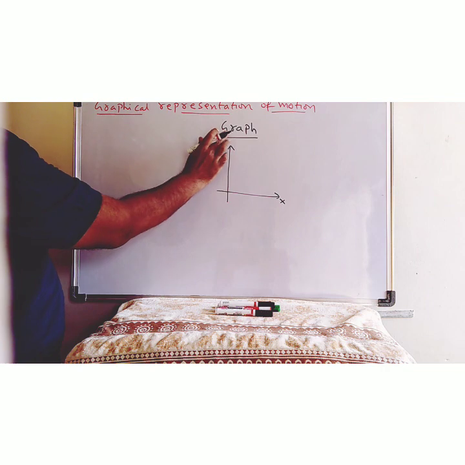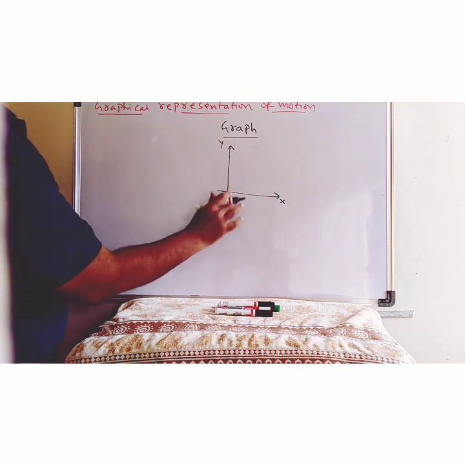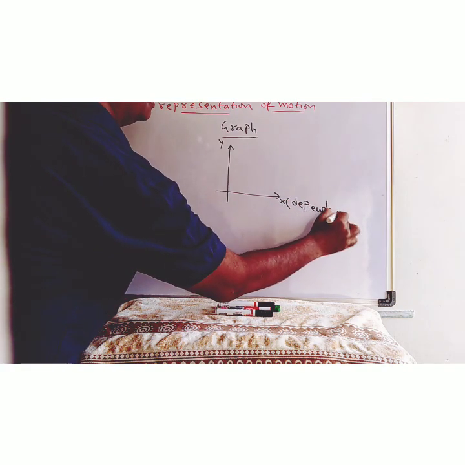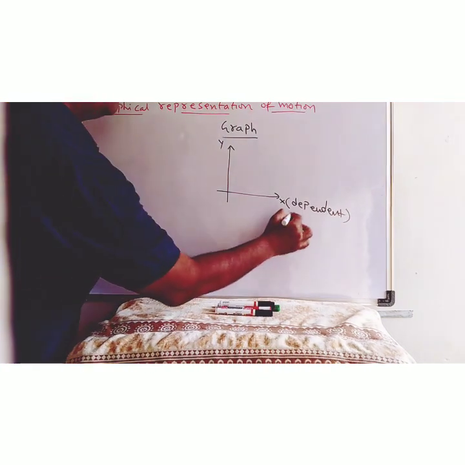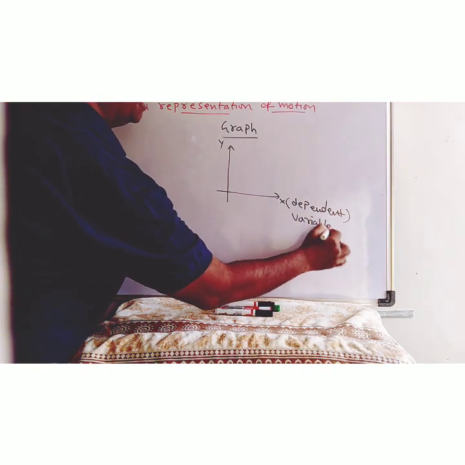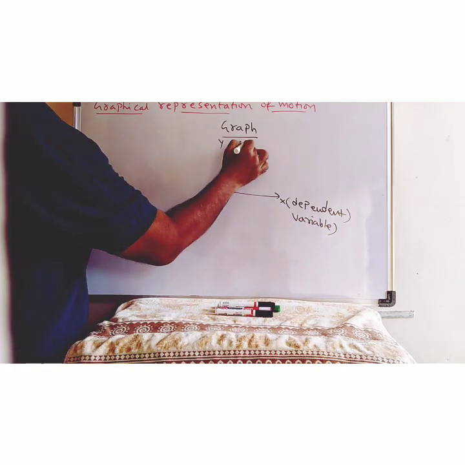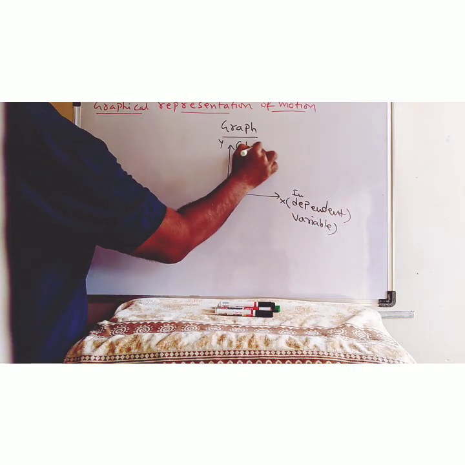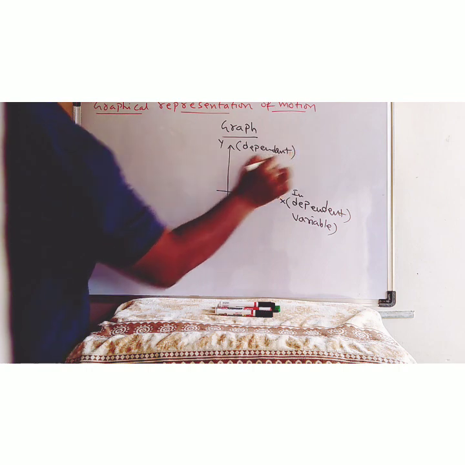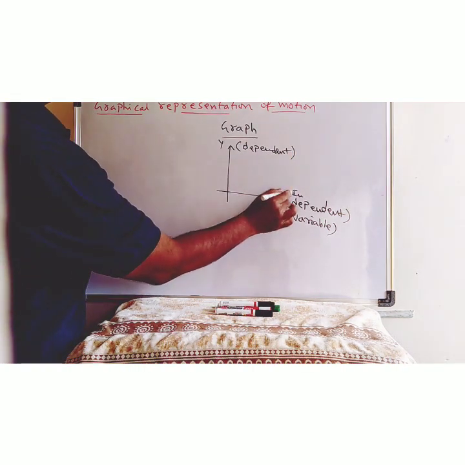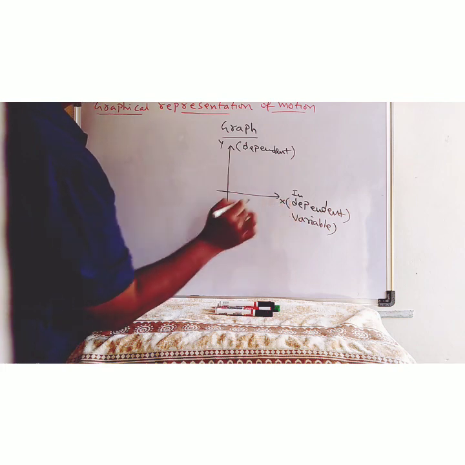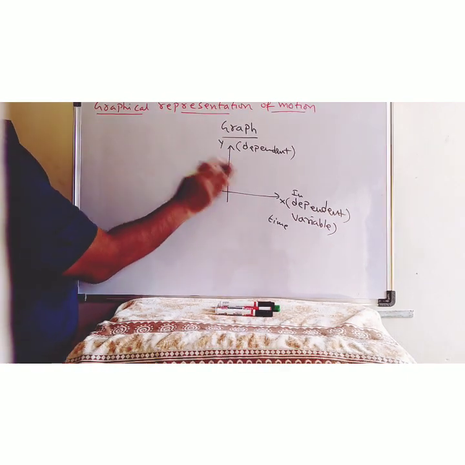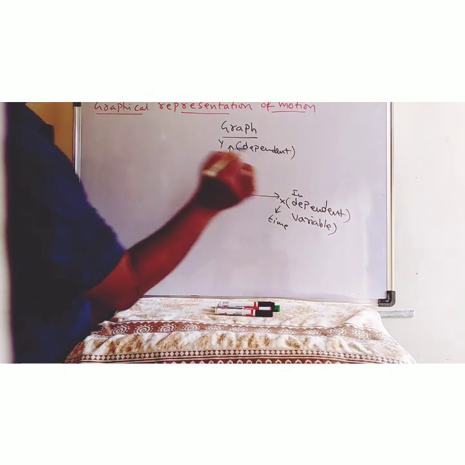So usually, suppose we take a graph. On the x-axis we'll keep the independent variable, and on the y-axis we'll keep the dependent variable. For example, on the x-axis we have the independent variable. What does independent variable mean? Like time. Time does not depend upon velocity, but velocity depends upon time. So usually the x-axis will represent time.